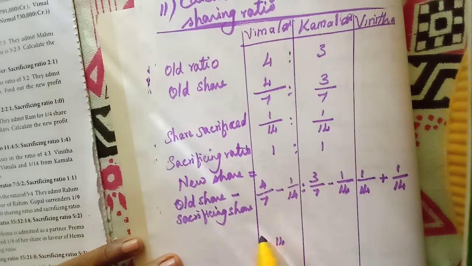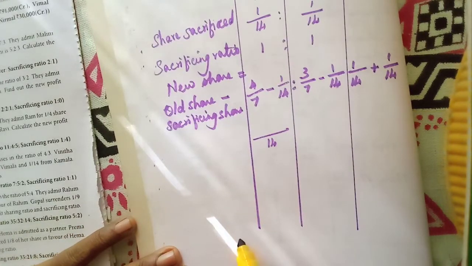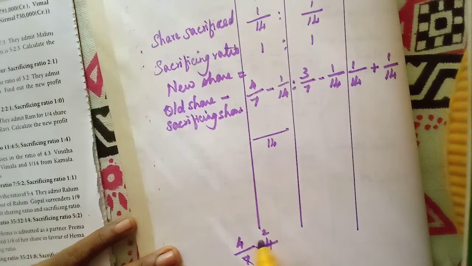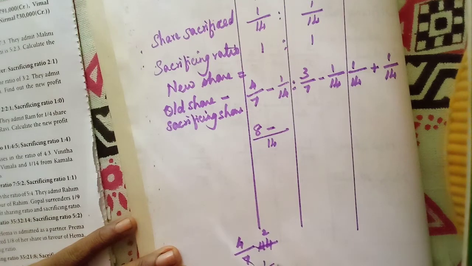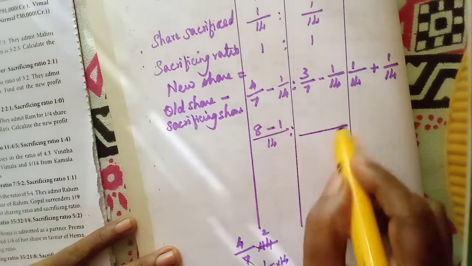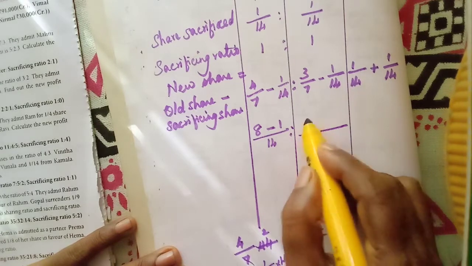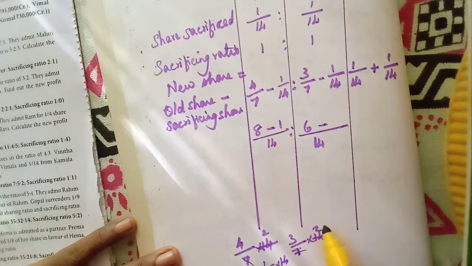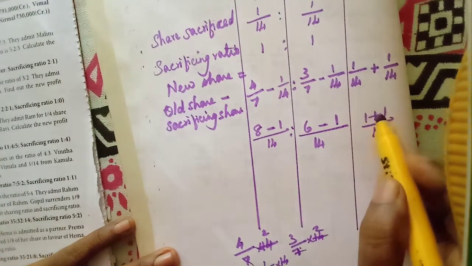LCM we can take 14. Here now we need to calculate, isn't it? 4/7 into LCM. Here 2, here 1. 2 into 4, 8. Minus next fraction 1/14 into 14, 1. Then 3/7 into 14 is 6, minus 1 by 14 into 14, 1 only we will get. Here LCM 14, 1 plus 1.